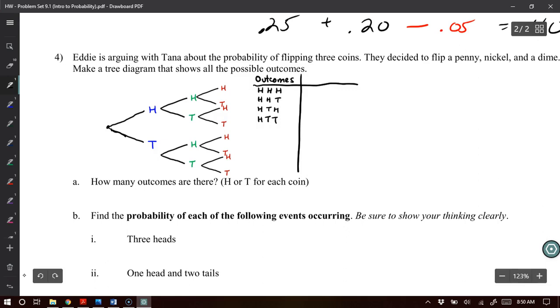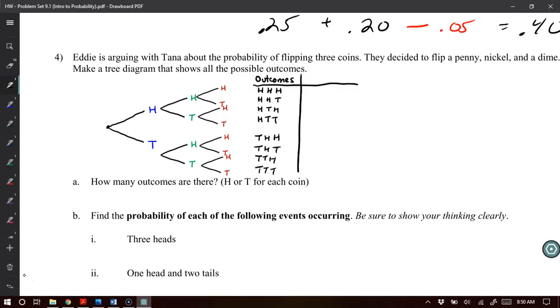I can come down here and I can get a tails to a heads to a heads. I can keep tracing out the other ones. I have a tails, a heads, and a tails. Or I can take this path, tails, tails, heads. Or I can take this path, tails, tails, tails. So those are my outcomes on it.